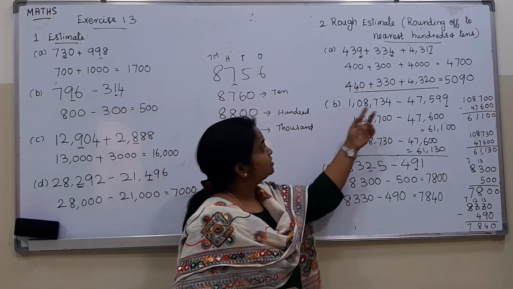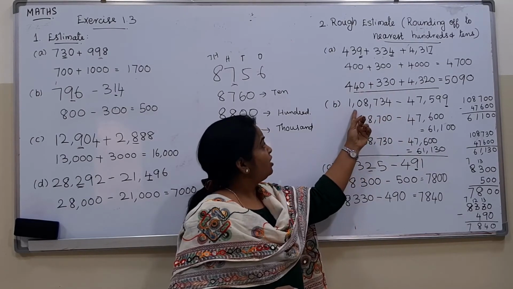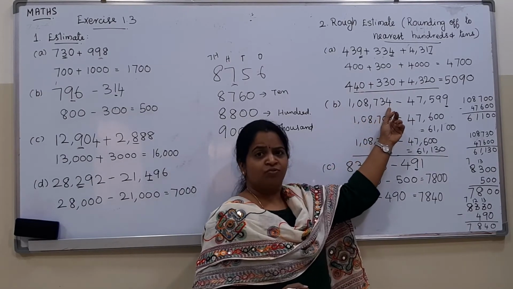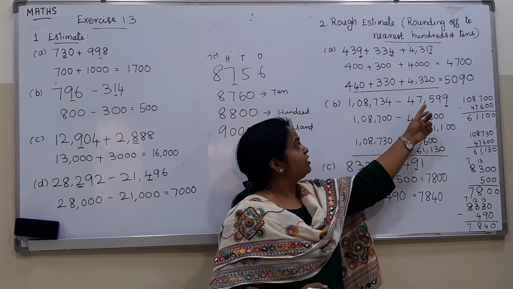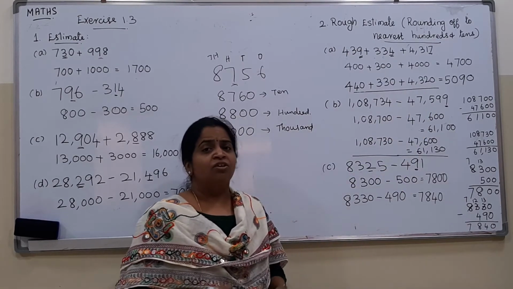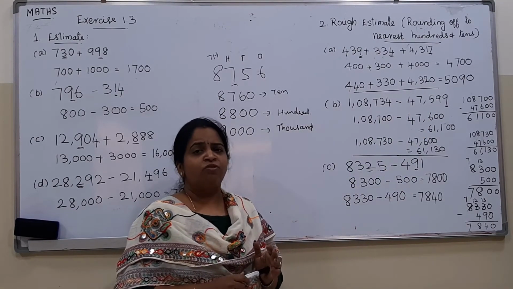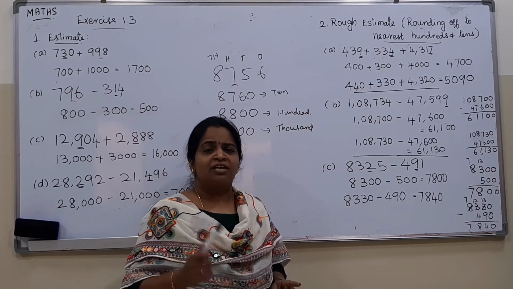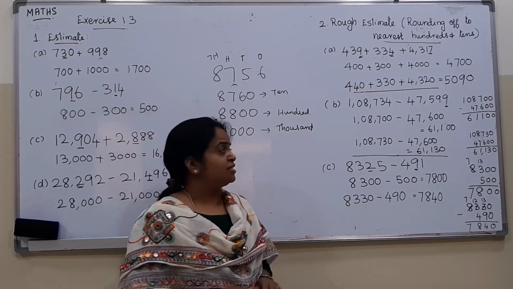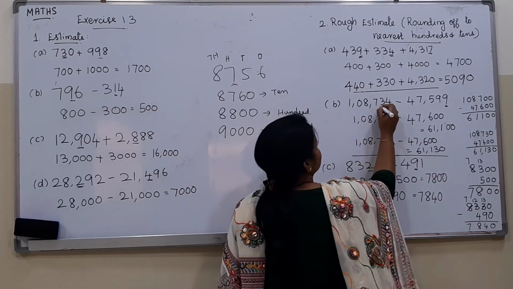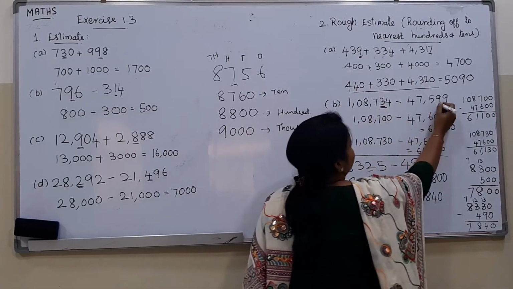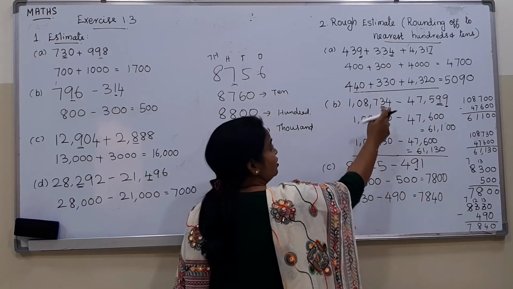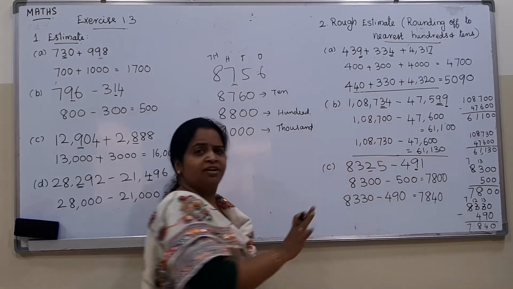Next sum is subtraction. 1,08,734 minus 47,599. First, what we are going to round off nearest to 100. 100 means what we are going to do? You have to check the number in the tens place. What is there in the tens place? Here 3. Here 9. So here we are going to write just like that 700.